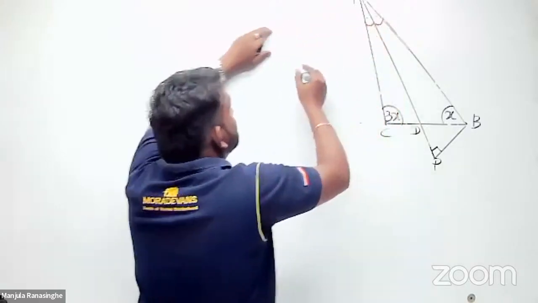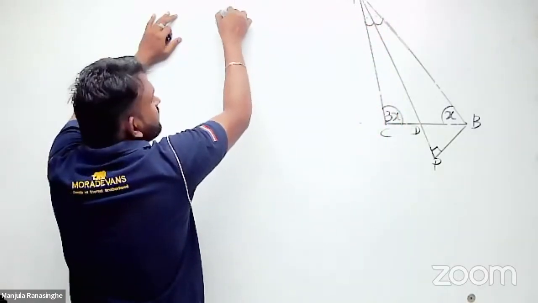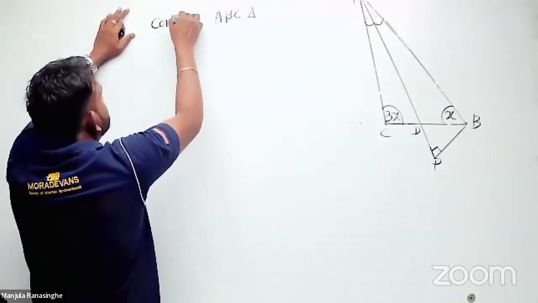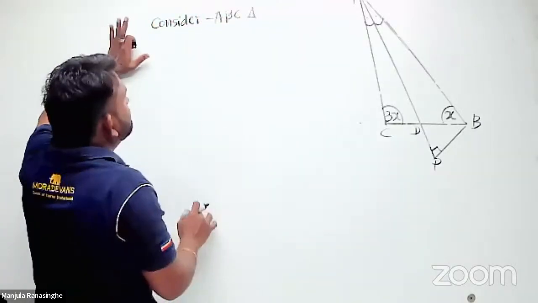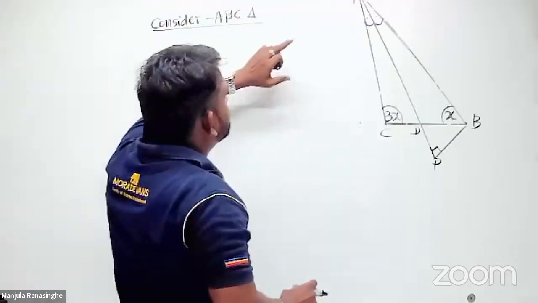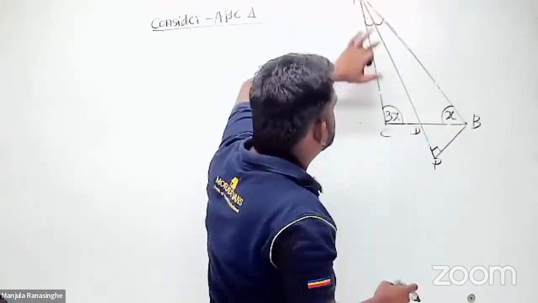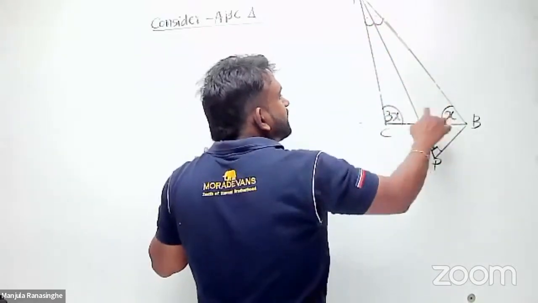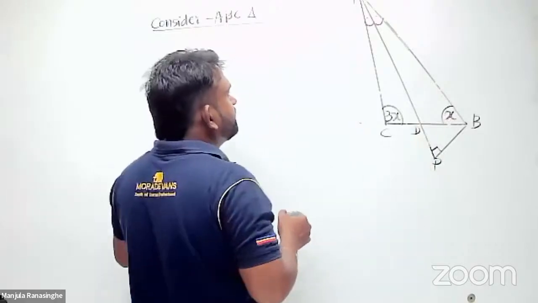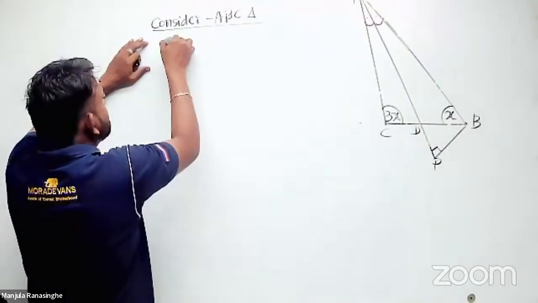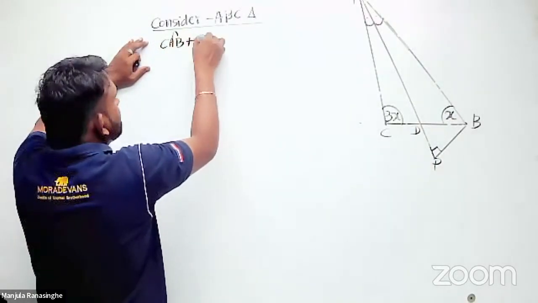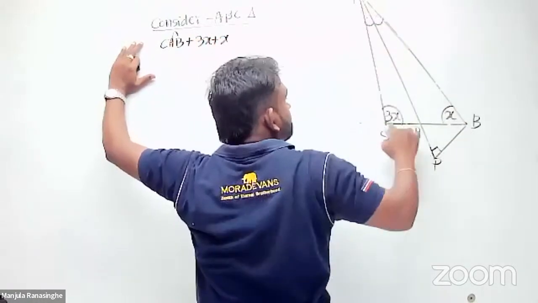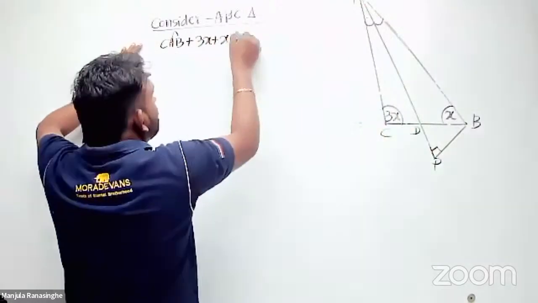Now you can consider, this is how you write, consider triangle ABC. Then you can see that the sum of these all three angles equal 180. You write angle CAB plus 3x plus x. This total angle plus 3x plus x. Consider this triangle, add up to 180.